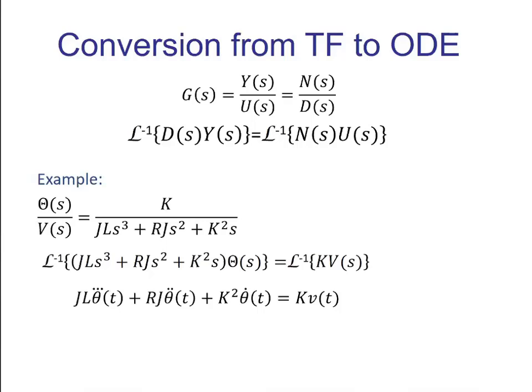So times s is basically a derivative. Times s squared is the second derivative. Times s cubed is the third derivative, and so on. So think of that as J times L times the third derivative of theta, thinking about it as an operator operating on the variable, plus rJ times the second derivative of that, plus k squared times the third derivative of that, equals k v of t. And this is what we get, which is a differential equation.